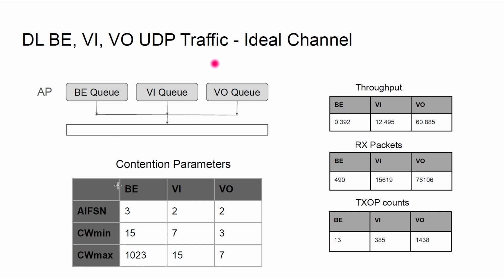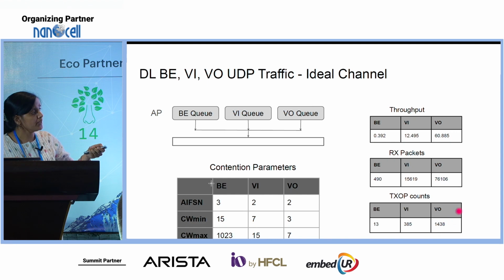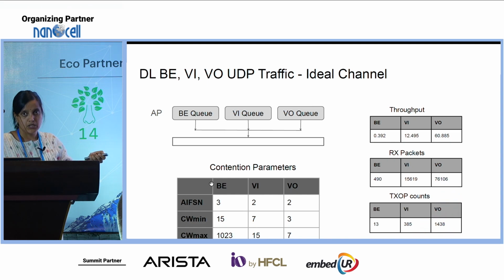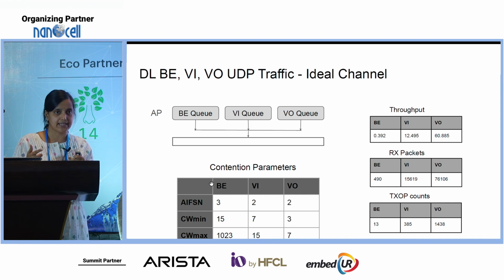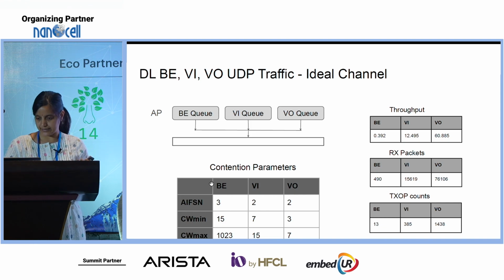This slide is a little bit busy. There are 3 access categories, and they have different contention parameters. As you can see, voice has CW min 3, CW max 7. If we look at the throughput that best effort, video and voice were getting, best effort got a very small fraction of throughput, and most of the time voice and video were transmitting. Because there was internal collision amongst the access categories, my throughput was lower.